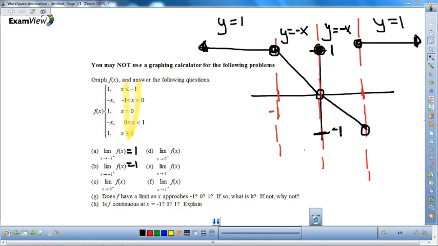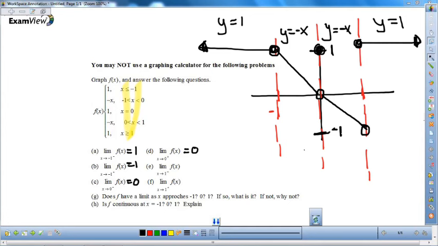C is the limit as x approaches 0 from the left. So now I'm going to approach 0 from left to right. As I'm approaching 0 from the left, the y value is going to 0. As I approach 0 from the right, the y value is also approaching 0.